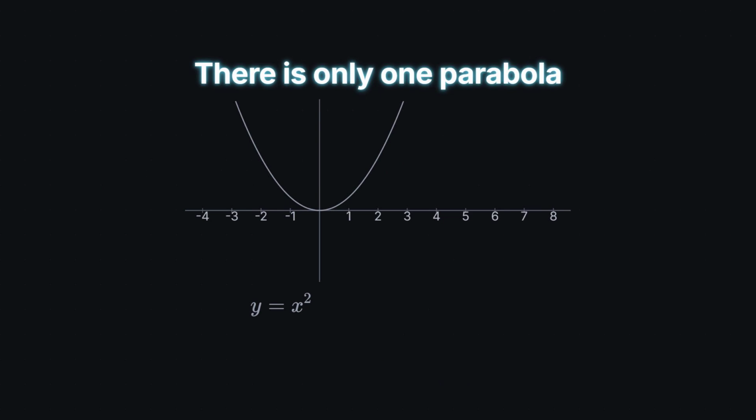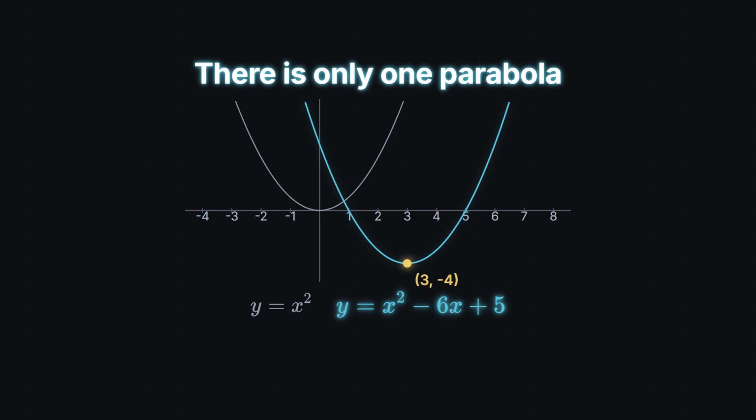Start with the simplest one. Y equals x squared. A valley, with its lowest point at the origin. Now here's what almost nobody gets told. Every quadratic you will ever meet is that exact curve. Not a curve like it. That one, stretched and moved. Watch. X squared minus 6x plus 5 looks like a different animal. But its graph is the same valley, slid 3 to the right and dropped 4 down. Lay one on the other and they match.